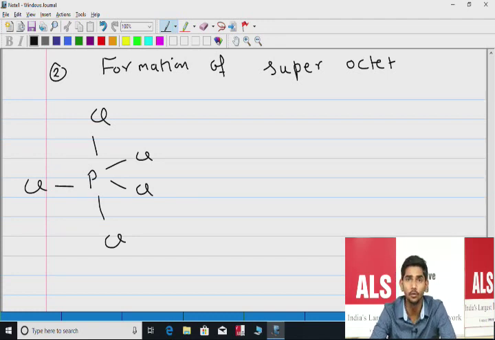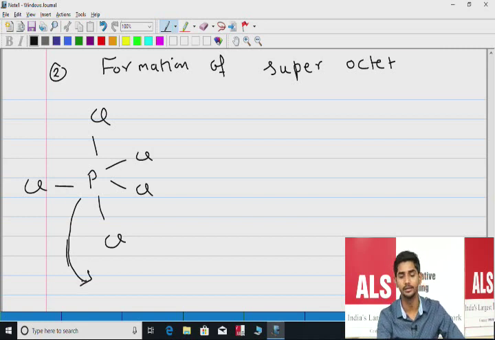See, we know that if a compound exists and it forms 1 bond, it means 2 electrons are there. If it forms 2 bonds, it means 4 electrons are there. If it forms 4 bonds, it means 8 electrons will be there. We can see over here that phosphorus is forming 5 bonds, so phosphorus will have 10 electrons in its valence shell. But according to the Lewis theory, it should have only 8 electrons. So there is an excess in the octet, and that's why according to this theory, this compound shouldn't exist.